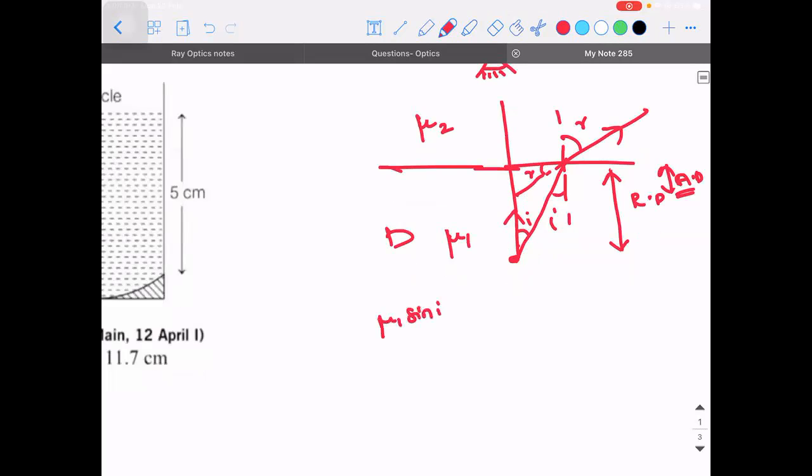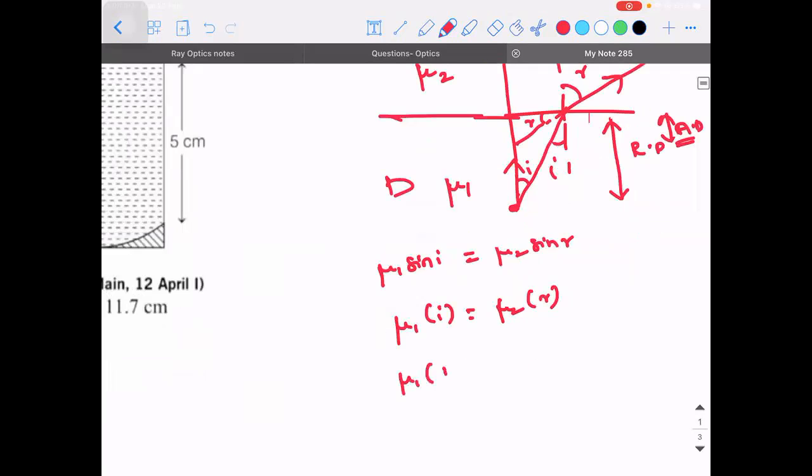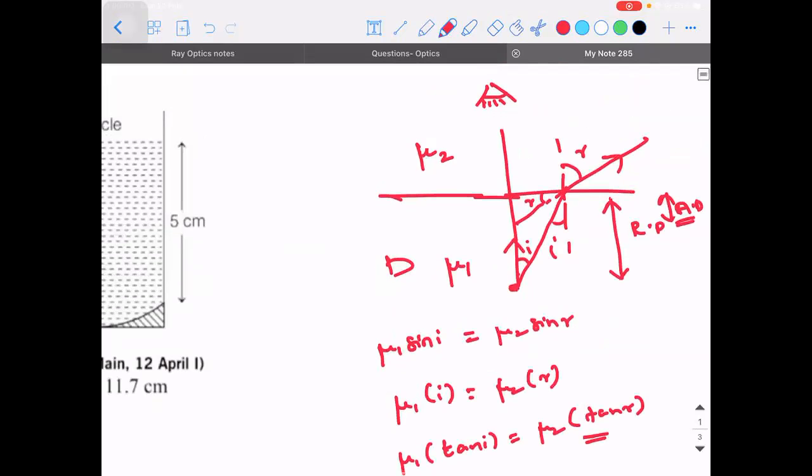Mu1 sin I is equal to mu2 sin R. Snell's law. I asked you to remember it as refractive index times the sine of the angle of incidence in that medium is equal to refractive index times the sine of the angle of refraction in that medium. Then mu1 sin I is equal to mu2 sin R, or I can write mu1 tan I is equal to mu2 tan R, because the size of the pupil is very small, so these two rays have to be very close to each other for you to see the image as a single image.